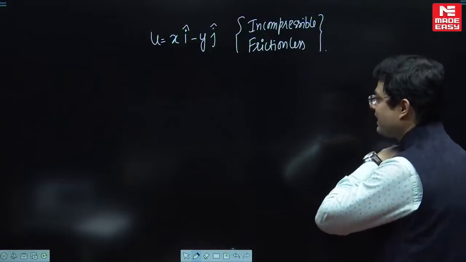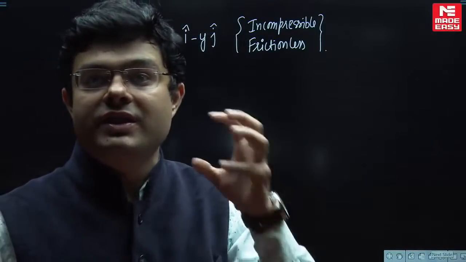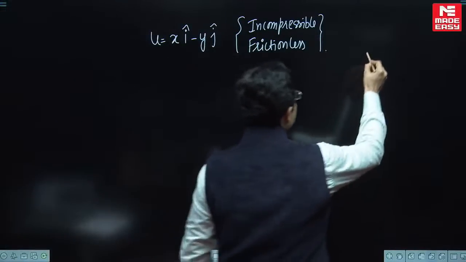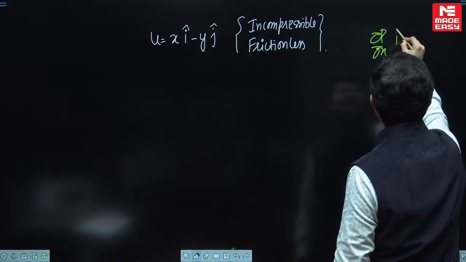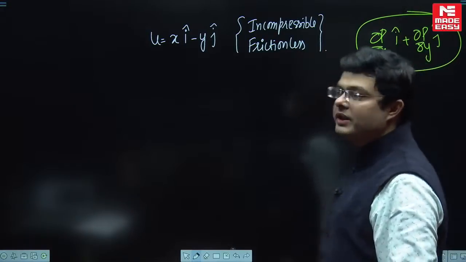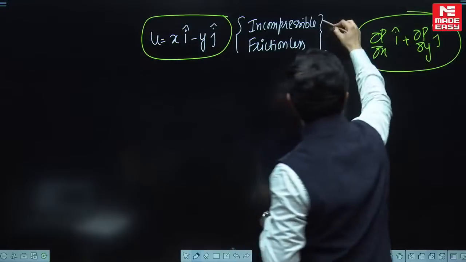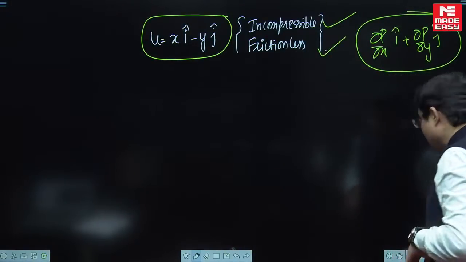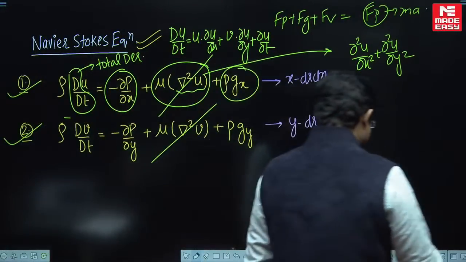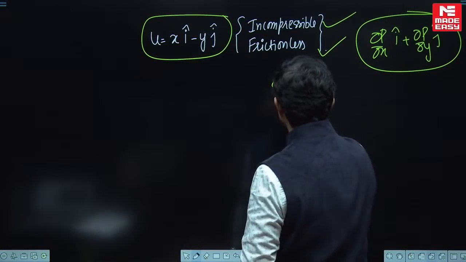Now a few things which are given in the course. Navier-Stokes equation is utilized when the velocity field is given and he is asking for the pressure field. Pressure field means del p by del x i cap plus del p by del y j cap, and you need to find out this value. The velocity is given to you, but a few important things: fluid flow is given as incompressible and frictionless. If it is given as frictionless, then the viscosity terms are gone, and you know it is 2D, so let us take gravity in only z direction.